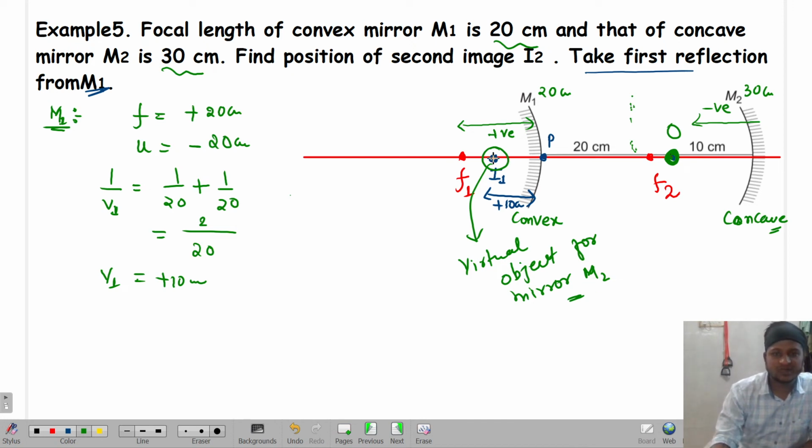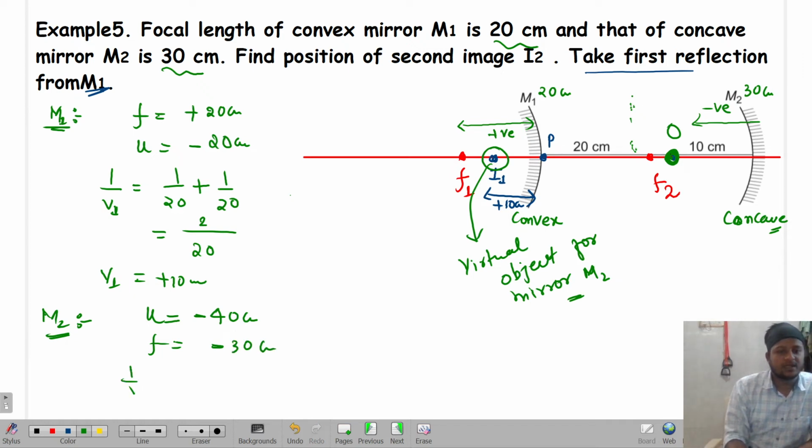Now, what is the distance of this image from M2? It will be 10 plus 20 plus 10, which is equal to 40 centimeters. So for M2, now this time you try to see, the image is towards the left side, incident light will be falling from this side. So U2 will again be minus 40 centimeter. Focal length I am aware of, that is minus 30 centimeter. And similarly, I can calculate the image distance: 1/V = minus 1/30, directly writing plus 1/40.